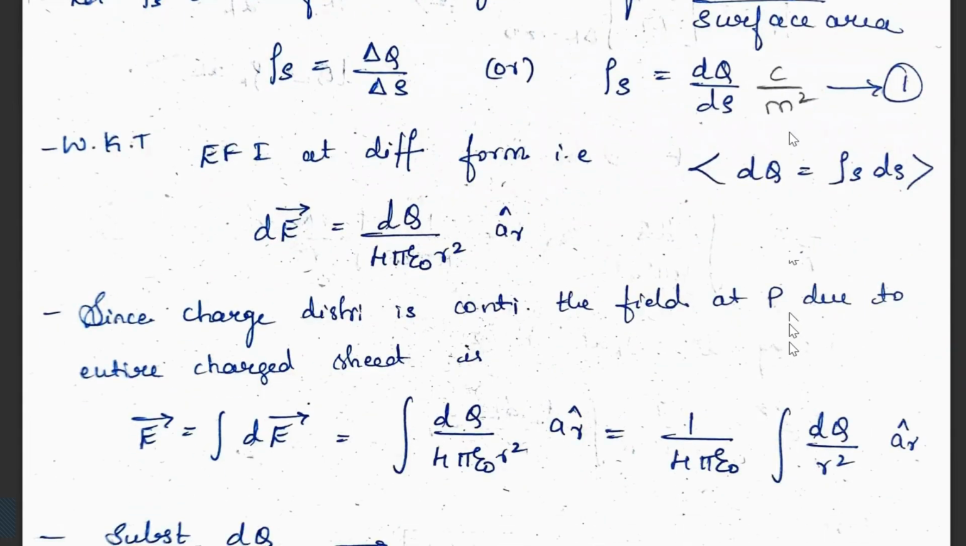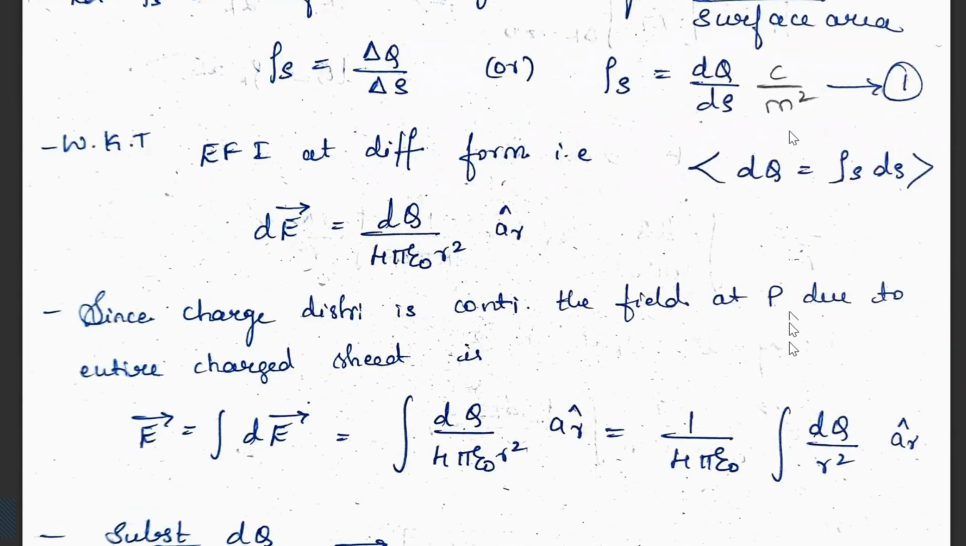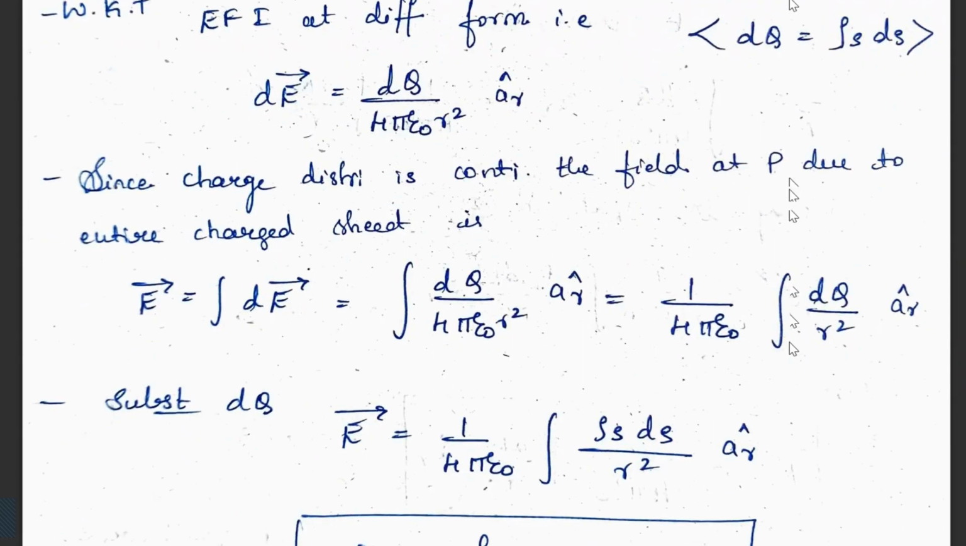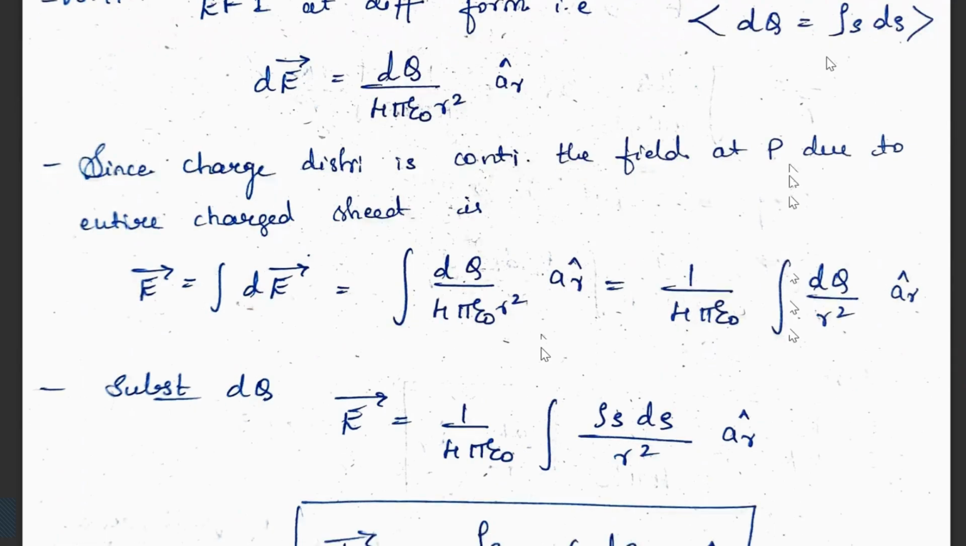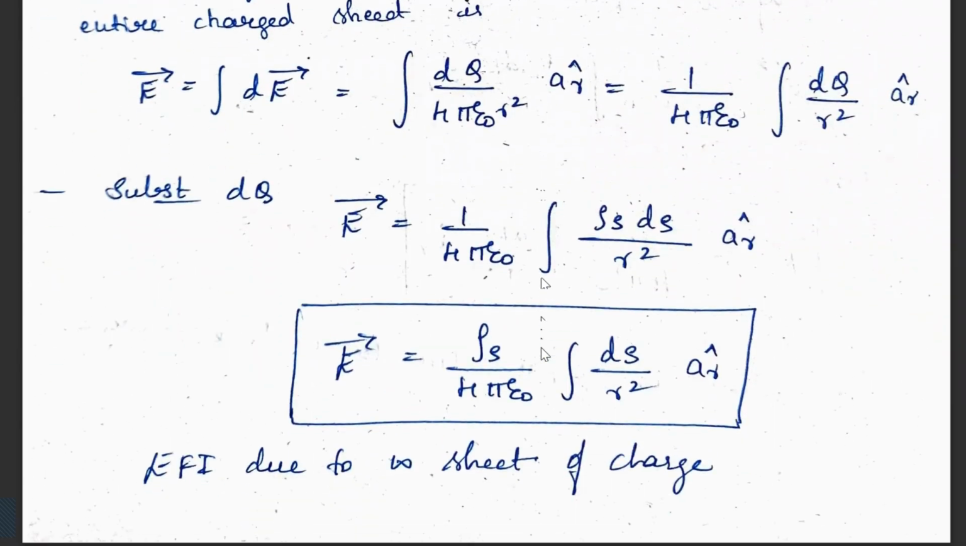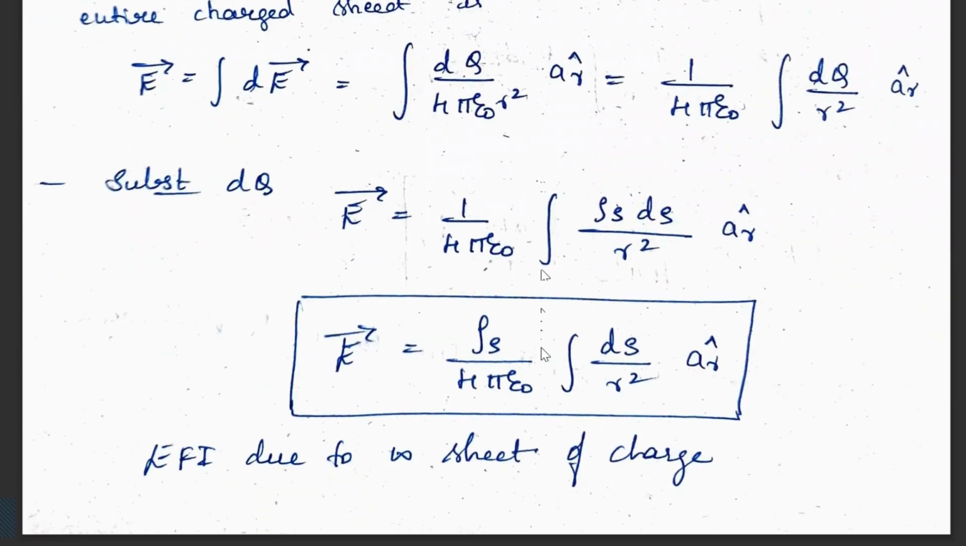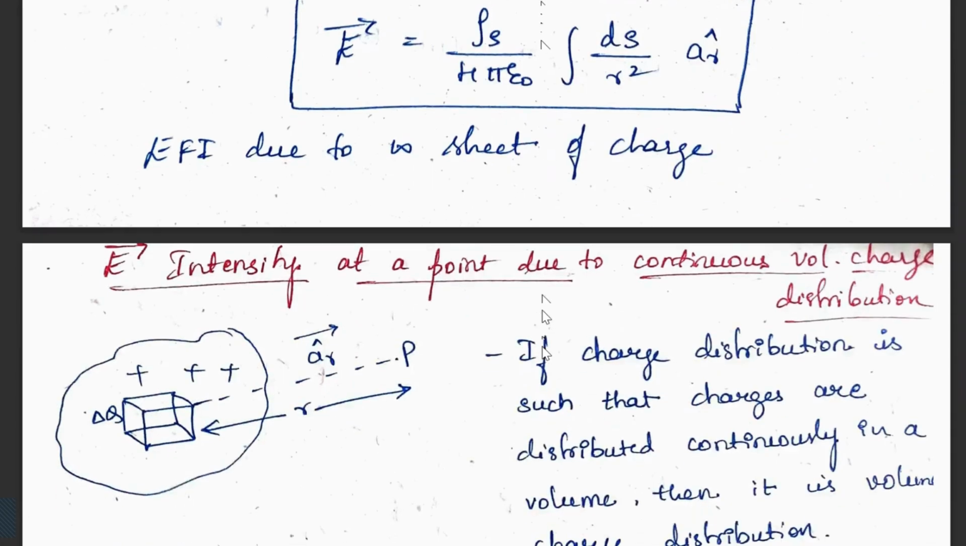Since the charge distribution is continuous at the point P, due to that infinite charged sheet, we have to integrate all those small differential electric fields. So the electric field is the integration of that small differential electric field, which is equal to integration of that, removing the constants outside, and substituting the dq, that is what we have found here, rho s into ds. You will get the equation as electric field is equal to rho s divided by 4 pi epsilon naught integration of ds divided by r square into ar cap. This is the electric field intensity due to the infinite sheet charge.